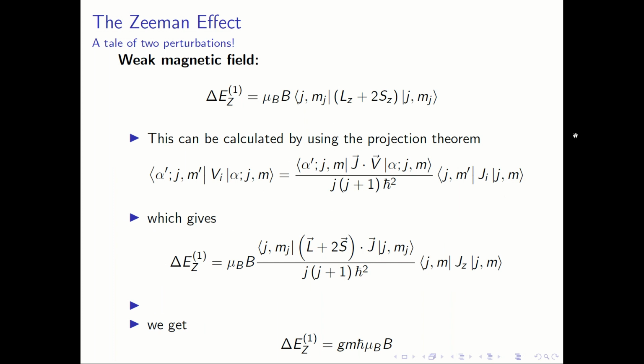we can finally write down delta Ez1, the first order correction, is going to be mu_B B times h-bar times m coming from here. So, mu_B B m h-bar times a factor of the order of 1, which comes from this, but this factor is not 1. This factor is rather famous. It's called the Landé g factor. Now, I will leave the calculation of the Landé g factor as an exercise for you.